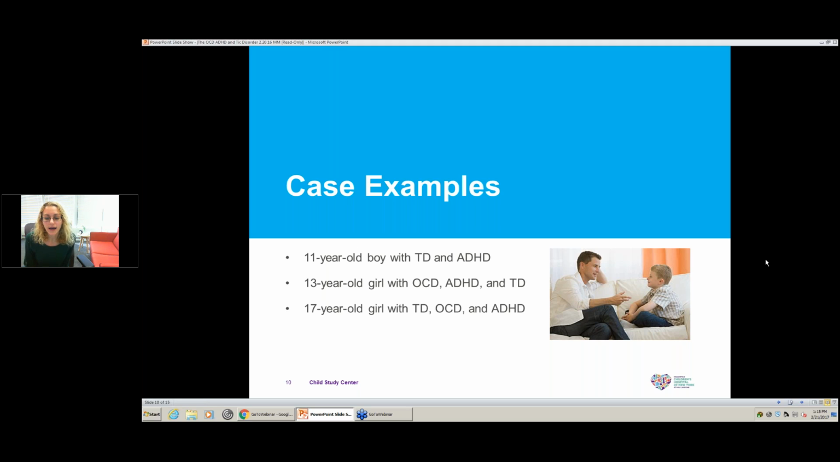He presented with occasional snorting tics and some tensing of his leg muscles. He just had those 2 tics. They didn't occur very frequently, but he had them for over a year, so he met criteria for Tourette's disorder. However, his ADHD was highly impairing.